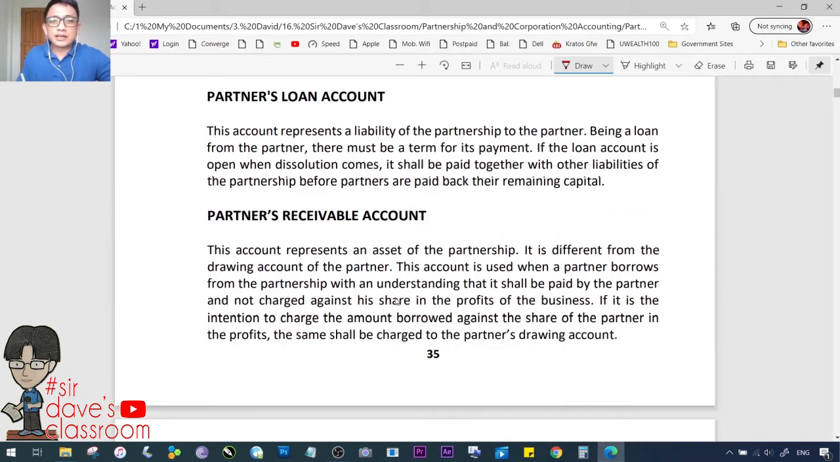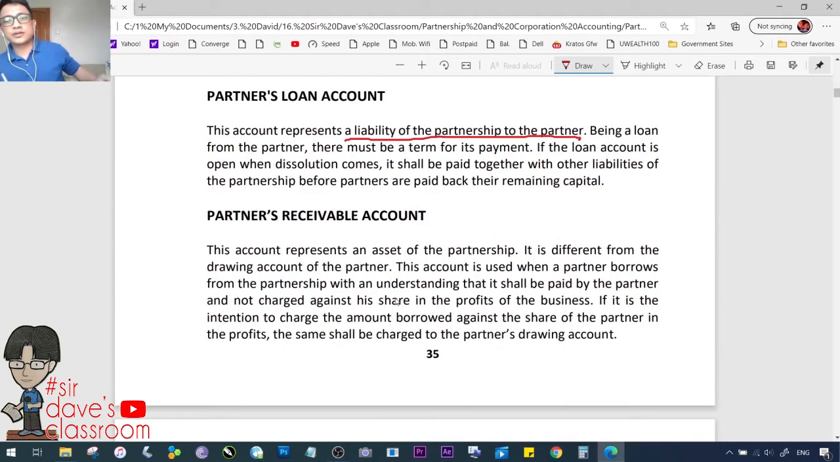Partner's loan account. This account represents a liability of the partnership to the partner. So, ingat ka kasi in the problems, minsan ang gagamitin na terms ay loan to, okay? Loan by, o kaya loan from. So, ingatan mo kung anong binabanggit doon. Ang nagpautang ba, is it the partner to the partnership or is it the partnership to the partner? Because kung ang nagpautang yung partner sa partnership, liability yun ng business. Pero kung ang nagpautang yung partnership doon sa partner, then that is a receivable on the part of the partnership business. Being a loan from the partner, there must be a term for its payment. If the loan account is open when dissolution comes, it shall be paid together with other liabilities of the partnership before partners are paid back the remaining capital.